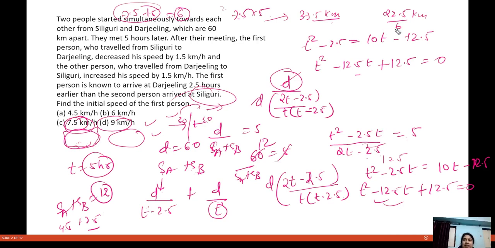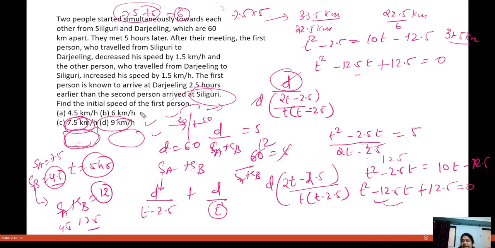And similarly, if the first person's speed is 7.5 kilometers, then the second person's speed is 4.5 kilometers. And how much distance has the second person traveled? Obviously 22.5 kilometers. So how much is left? 37.5 kilometers.